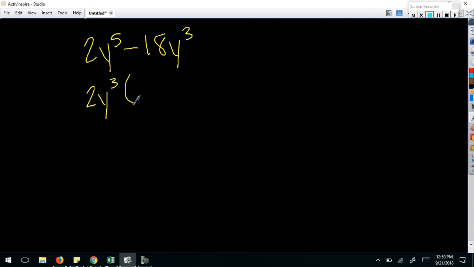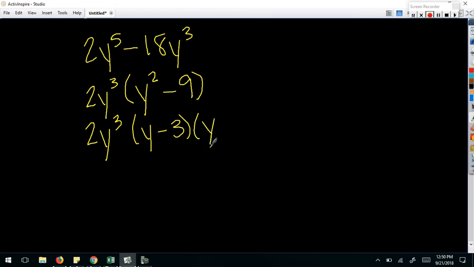What is left when you take out 2y to the third? Y squared minus 9. Now I have a difference of two squares, and since I'm factoring completely, I need to pick that up and factor it. So how do I factor what's in parentheses? Y minus 3, y plus 3. Is it factored completely at this point? Yes. If you look at the parentheses, none of them can be broken down any further. Does that make sense?